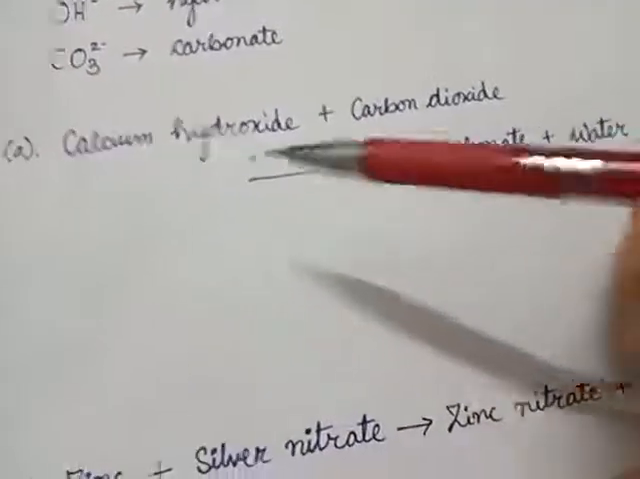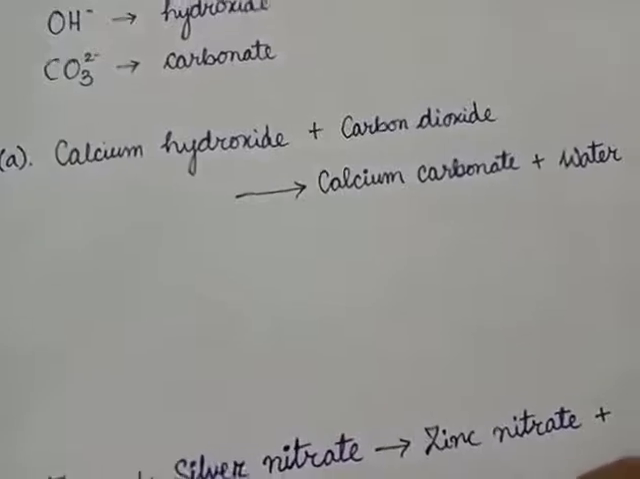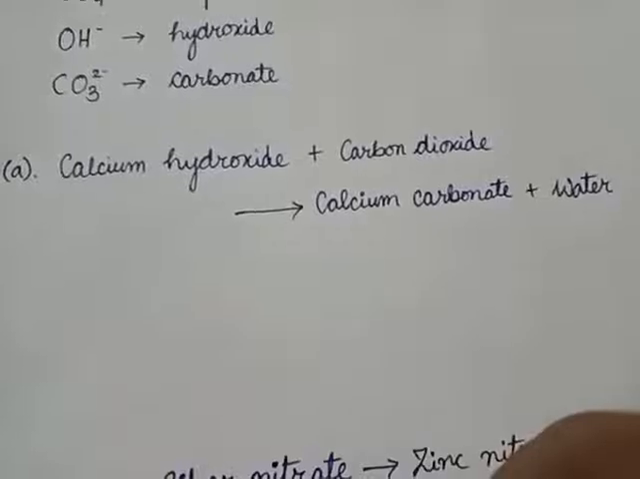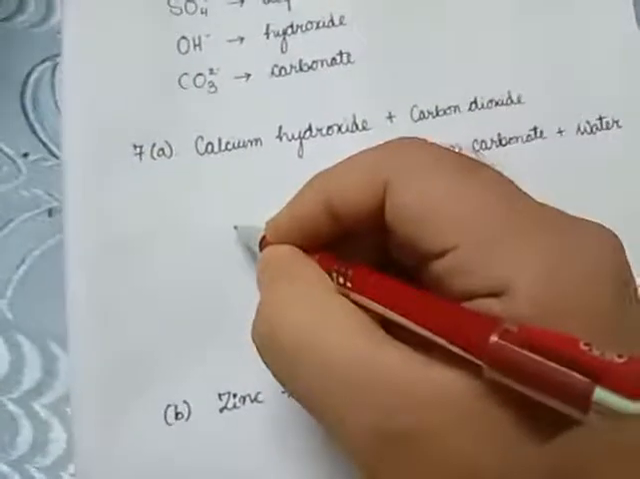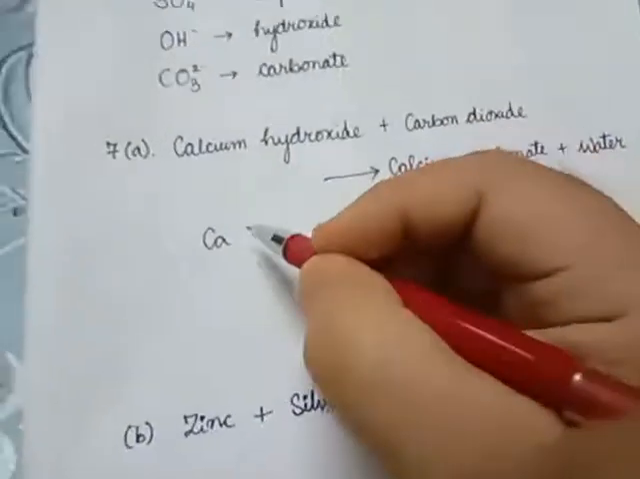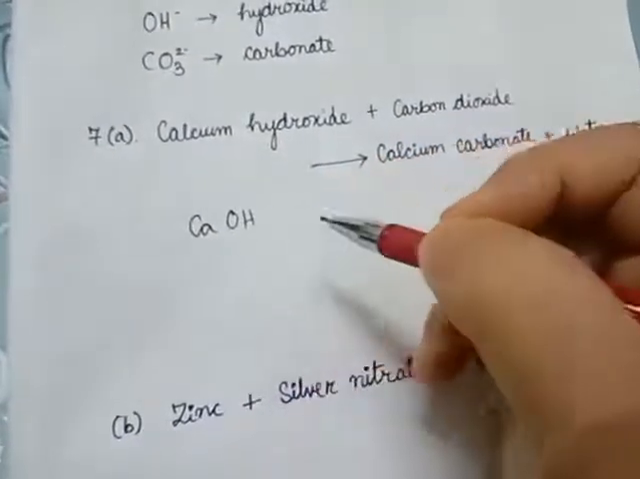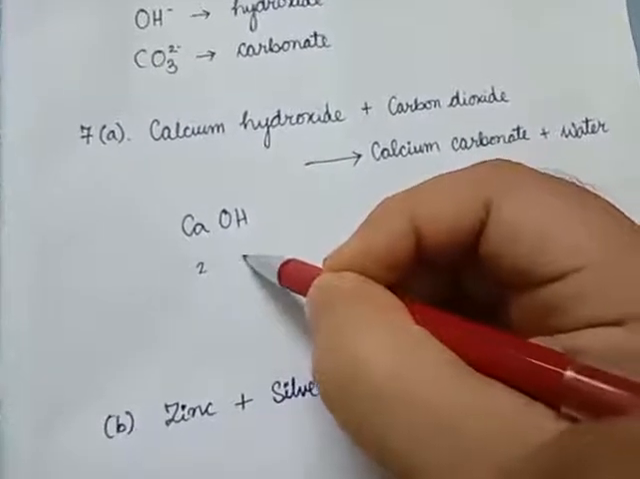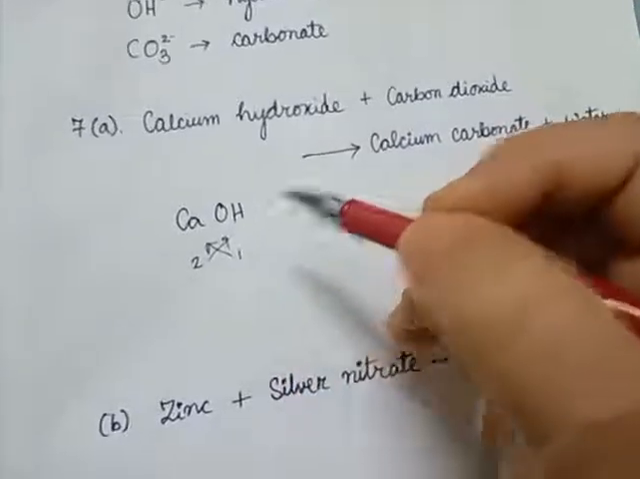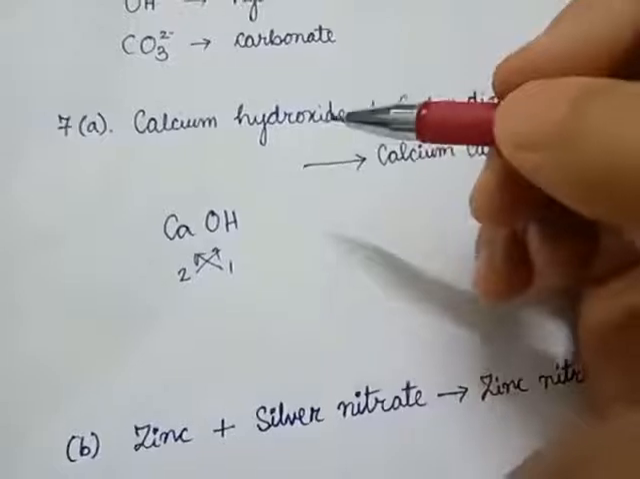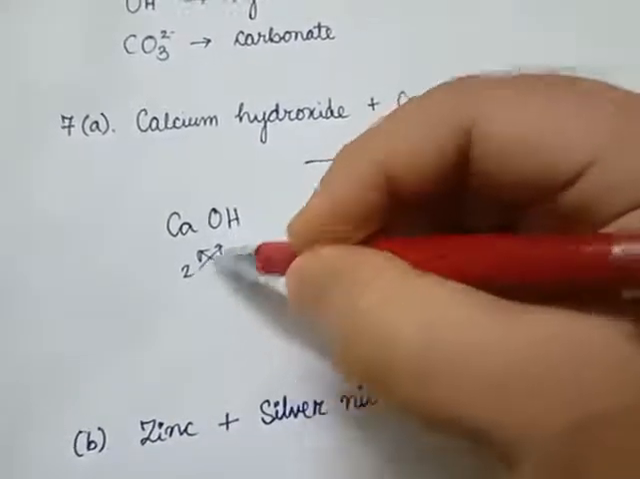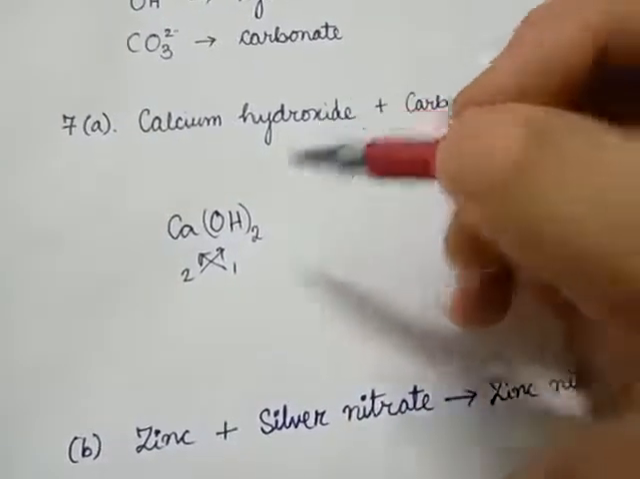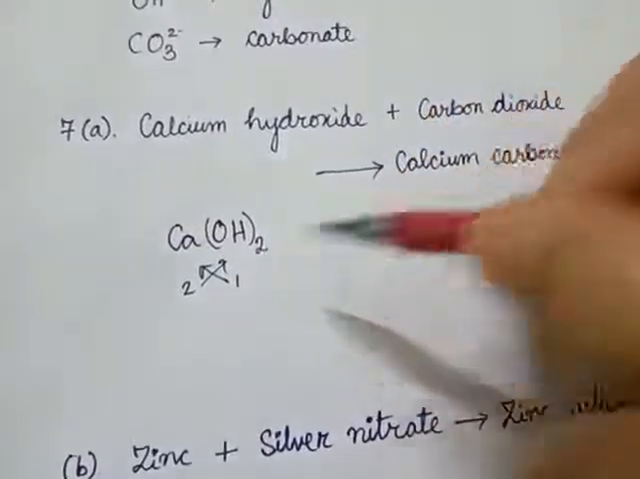The first one is calcium hydroxide plus carbon dioxide produces calcium carbonate plus water. Now, the formula of calcium hydroxide: Ca stands for calcium and OH stands for hydroxide. The valency of calcium is 2, the valency of hydroxide is 1. While writing the formula, we need to exchange their valencies. Therefore, the 2 will come over this whole group, so it will be Ca(OH)2. This is calcium hydroxide.